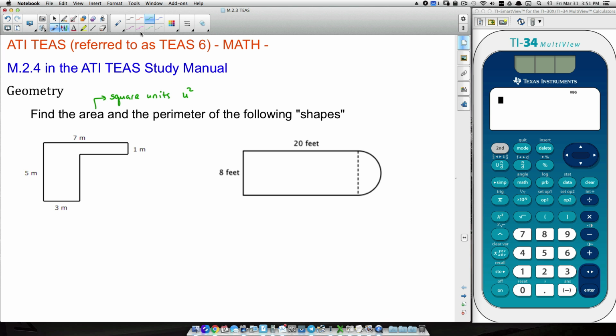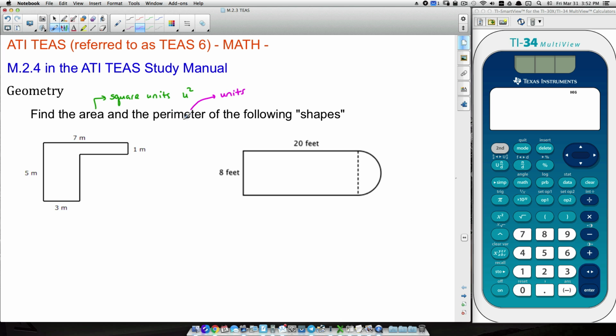And then perimeter, that's just given in plain old units. So units. What do I mean by that? If you want to put a fence around your yard, you don't want to know how many square feet of yard you have. You want to know the distance around your yard, so you just add up all the feet around the edge of your yard. That's what perimeter is, the distance around a shape.